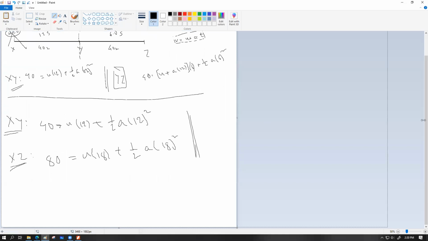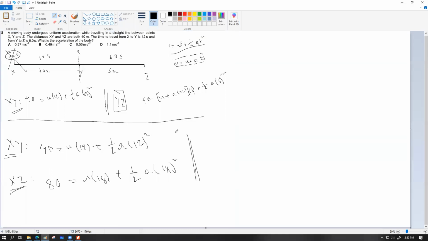I can help you solve this equation. Sir, 0.37. You got 0.37 after solving? Yes sir. Okay, then that works.